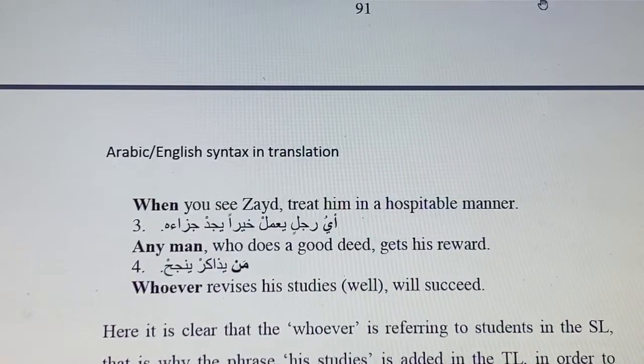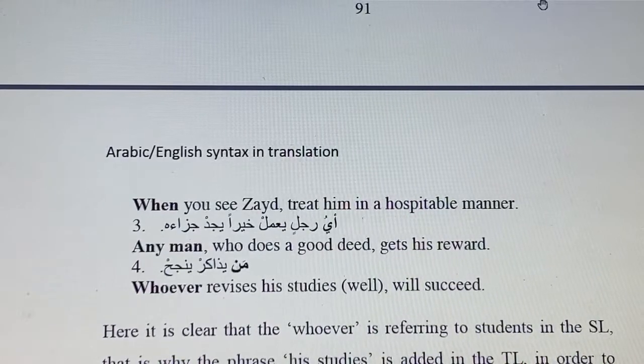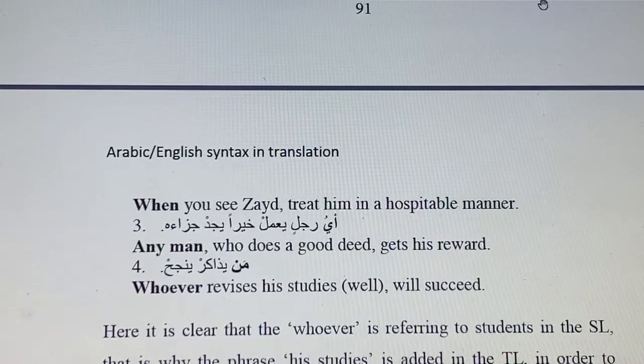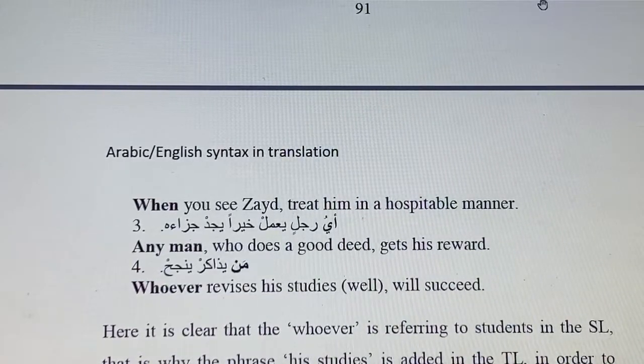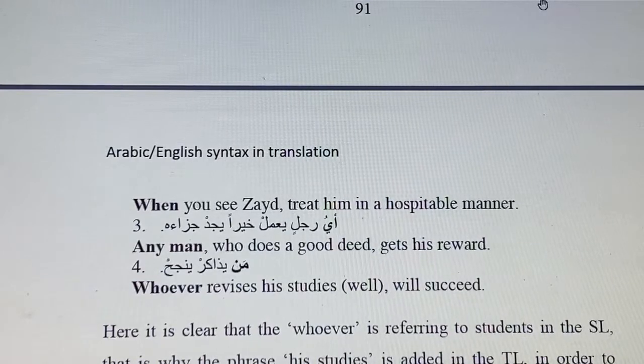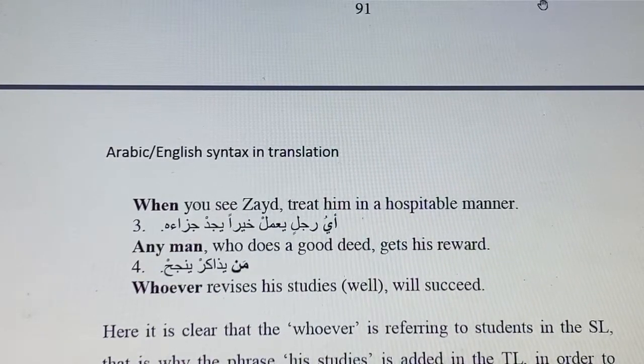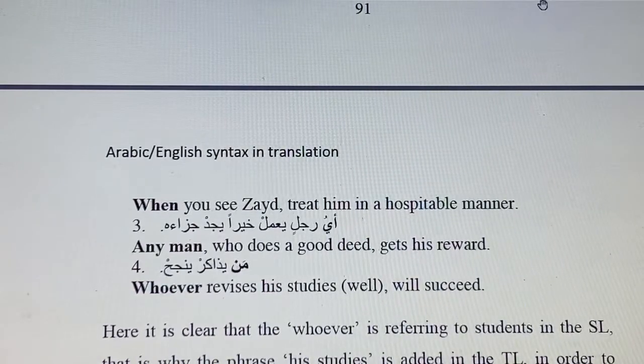أي رجل يعمل خيرا يجد جزاءه. Any man. أي رجل يعمل يجد جزاءه. So this is a kind of conditional, okay? But of course you can say any man who does good deeds would get rewarded, or gets his reward.